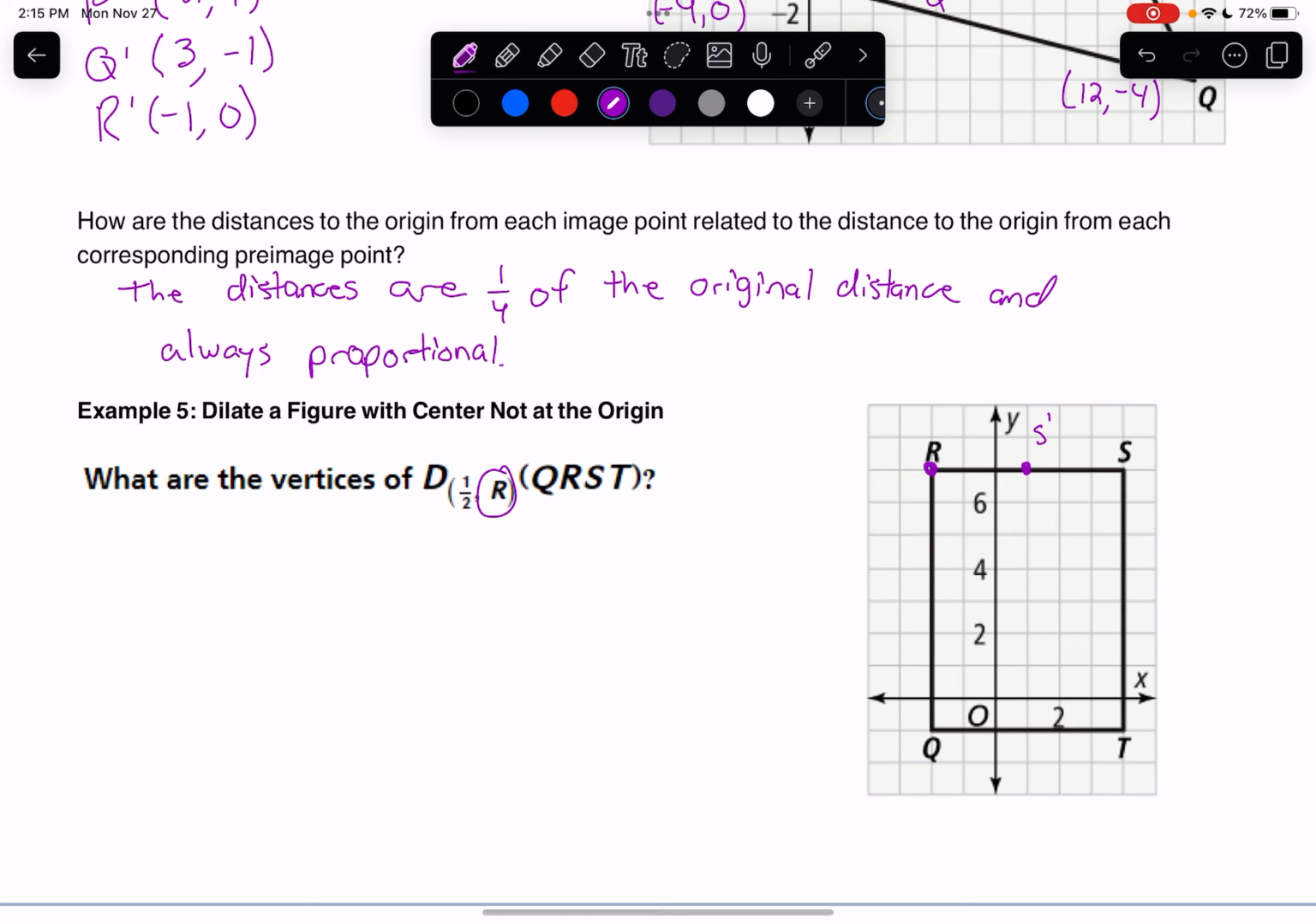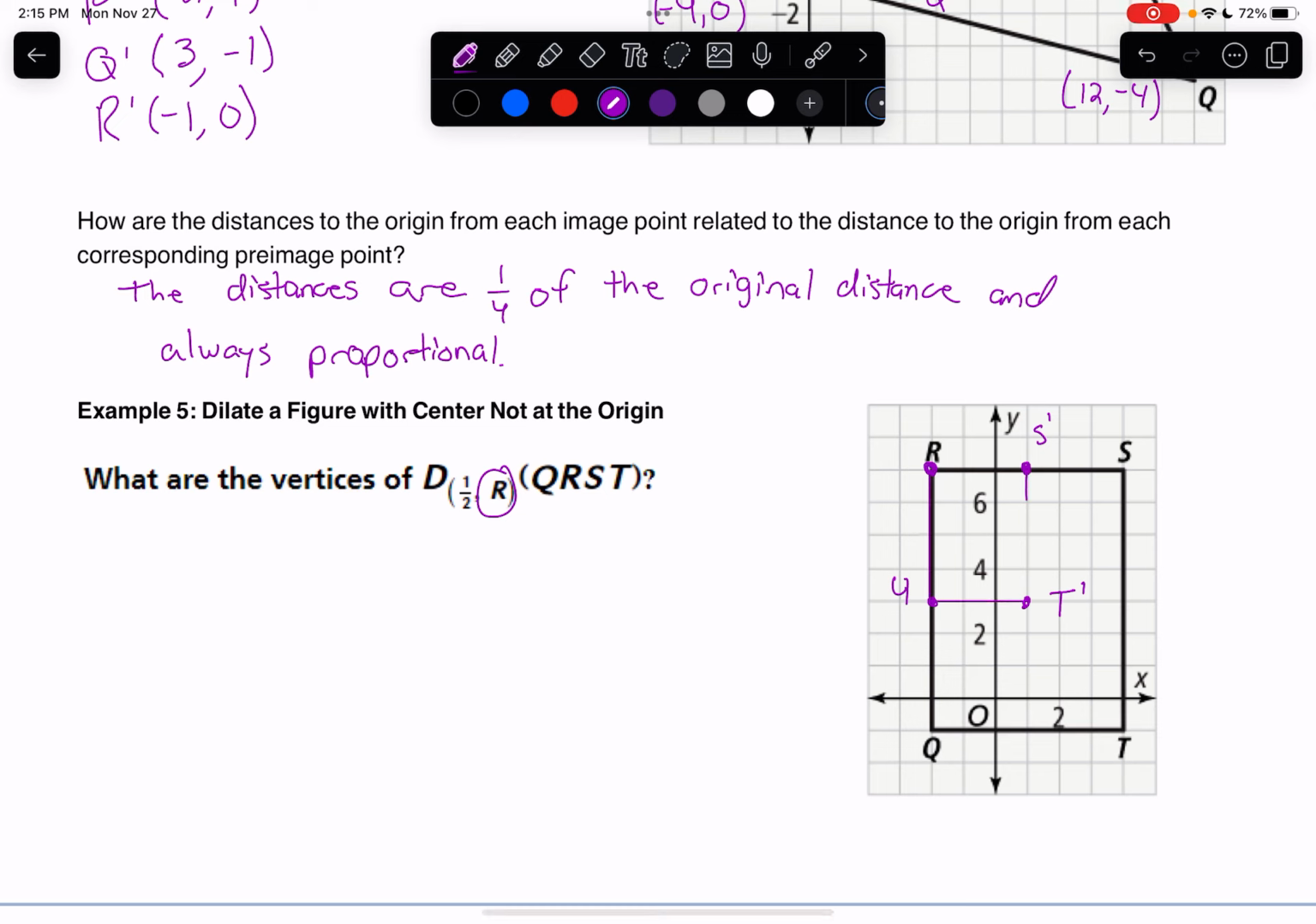The distance from R to Q is 1, 2, 3, 4, 5, 6, 7, 8 units. So the distance from R to Q prime is going to be half of that, or 4 units. And I could find the distance from R to T by using the distance formula and finding half of that. Or I could say, wait, I'm going to dilate a rectangle. It's still going to be a rectangle. And I can just find the coordinates of T prime by knowing my shape is still going to be a rectangle. And then I have my new shape.